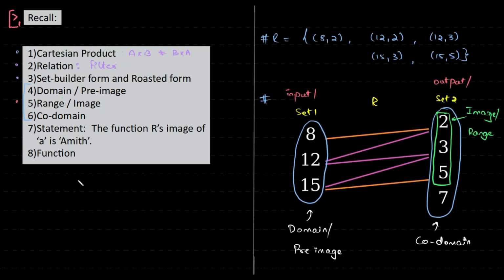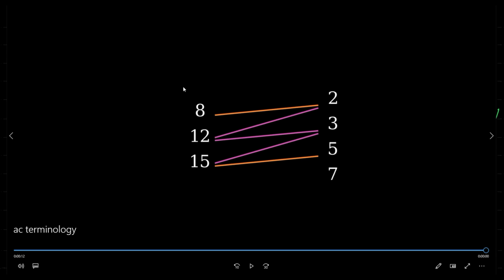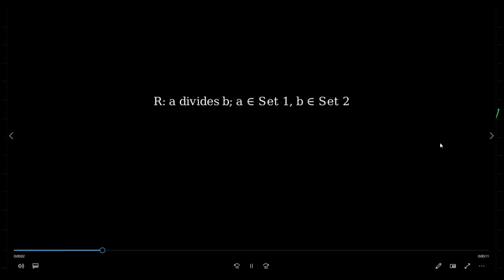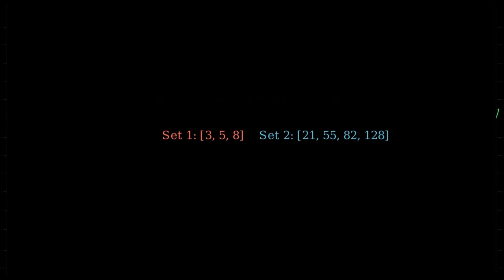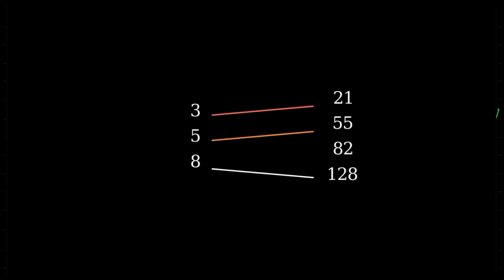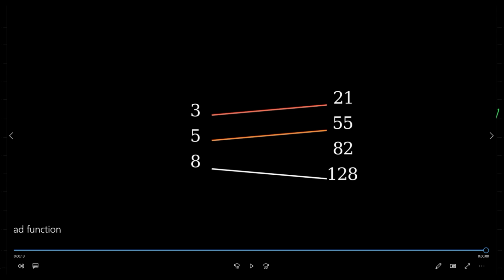One last thing, when does a relation become a function? Right, here we have a relation. All functions are relations, but when will a relation become a function? So the same definition, but for a different set of inputs, I'll show you guys that the relation becomes a function. The same definition, but the sets are different. So you can see that 3 will be related to 21. A similar definition, divisibility. And we have the following output. 3 can divide 21, 5 can divide 55, and 8 can divide 128.